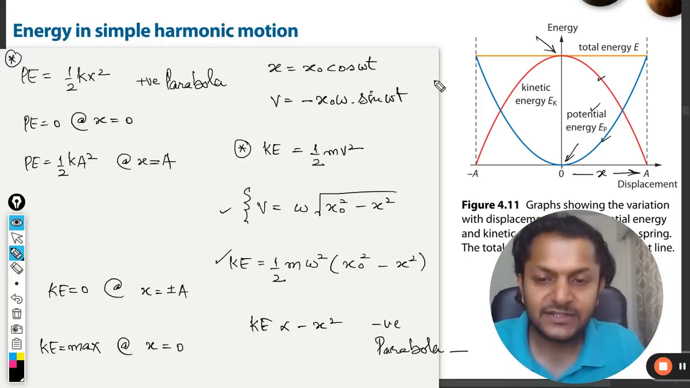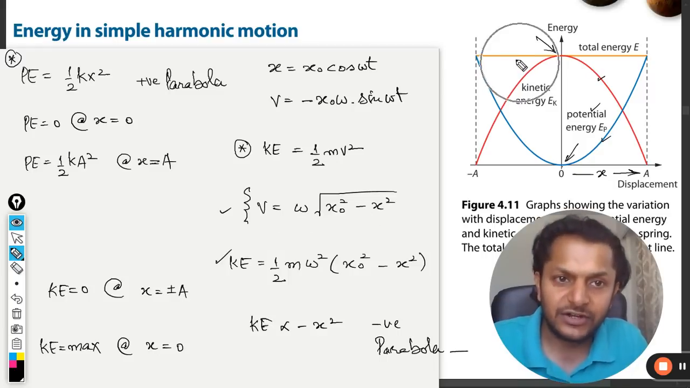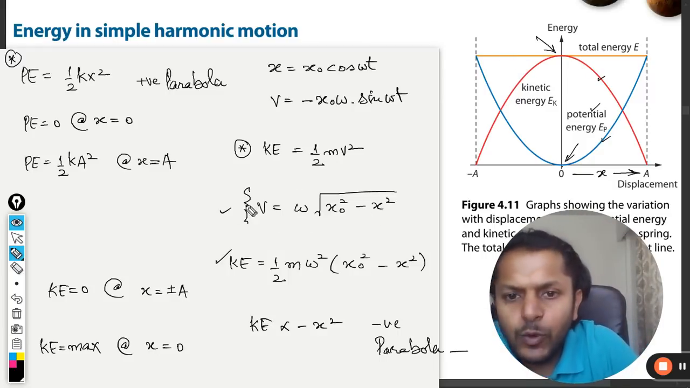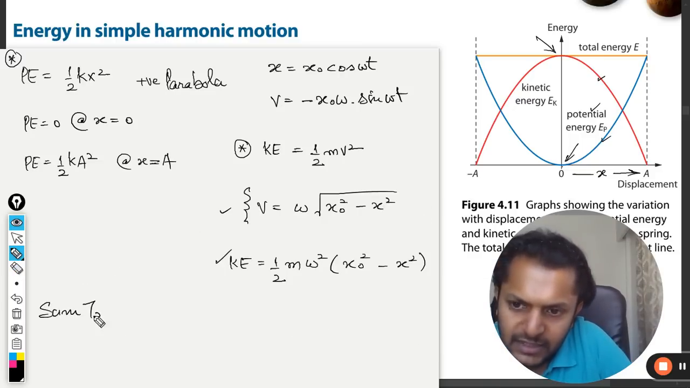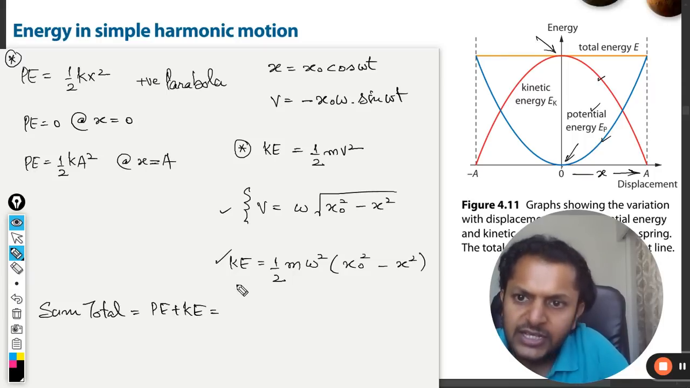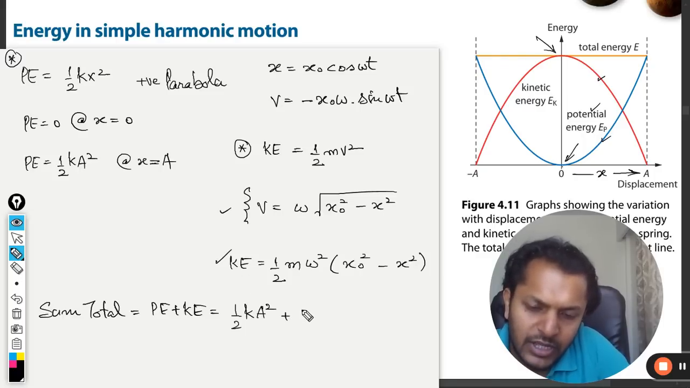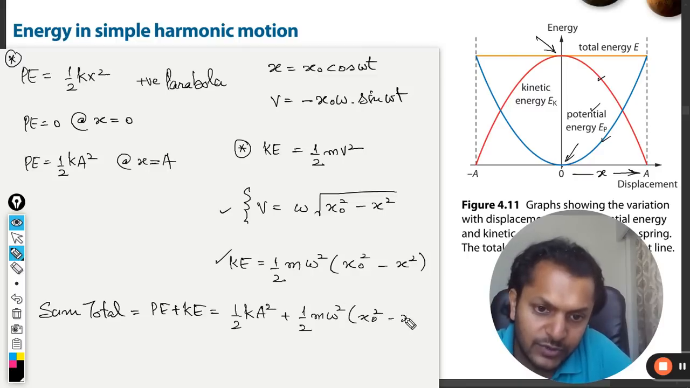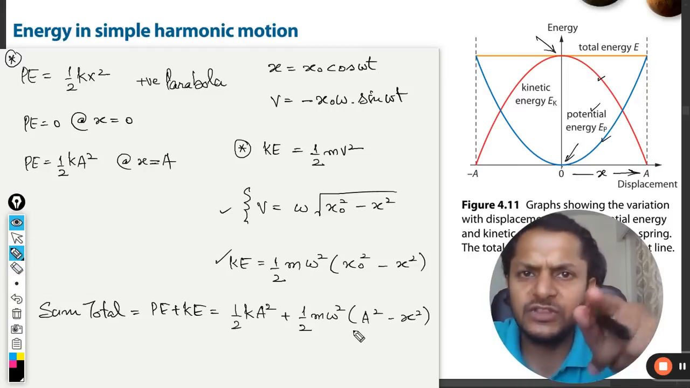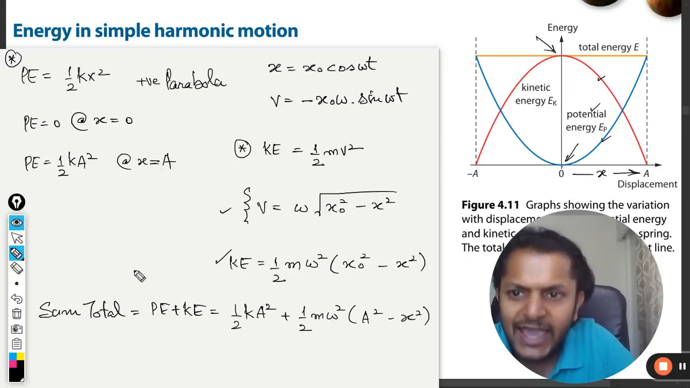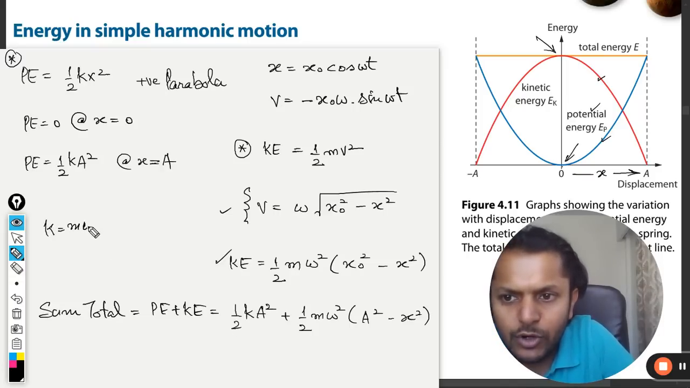Okay, after this, another point that can be noted here is: what is the sum total of this? Now the sum total will be equal to potential energy plus kinetic energy. So this is half k a squared, I'm just writing it as a now, and this kinetic energy, which is half m omega square into x naught square minus x square. X naught is the amplitude, so I can write it as a, not to confuse within the variables, be very careful. So k is equal to m omega square.